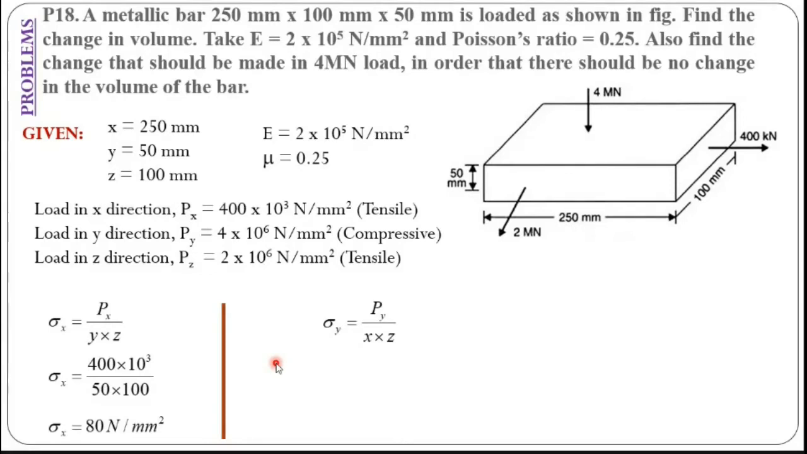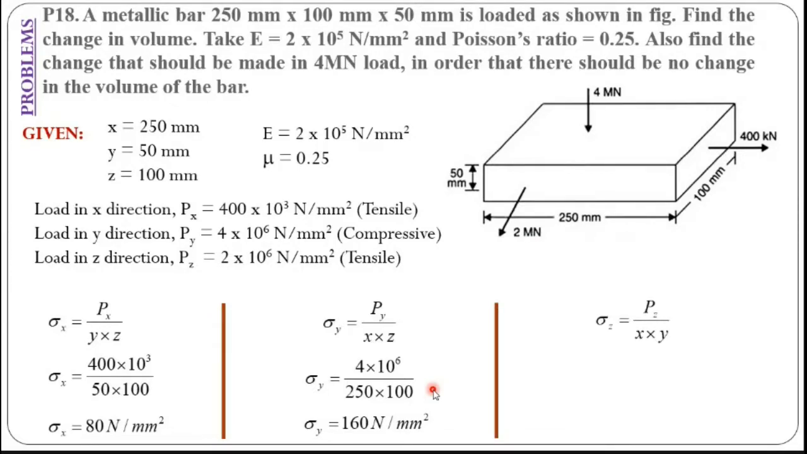Next, stress in Y direction. So this is my Y direction force. The cross section area is this one, which is 250 and 100, X and Z. So 250 into 100. So we will get the stress in Y direction. Similarly, stress in Z direction. Z direction is this one. So my area is 250 and 50. Let me substitute that. So you'll get the stress in Z direction, which is 160 Newton per mm square.